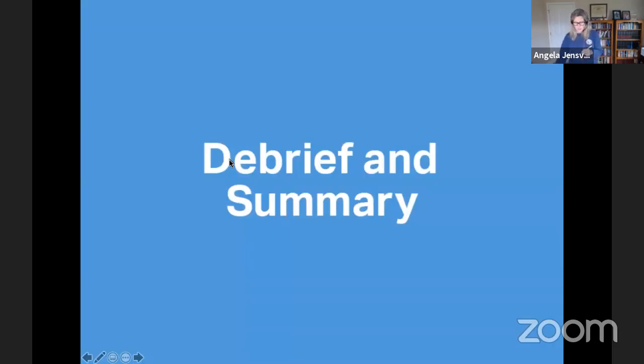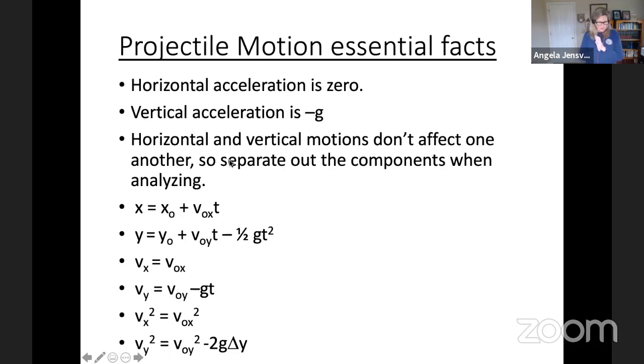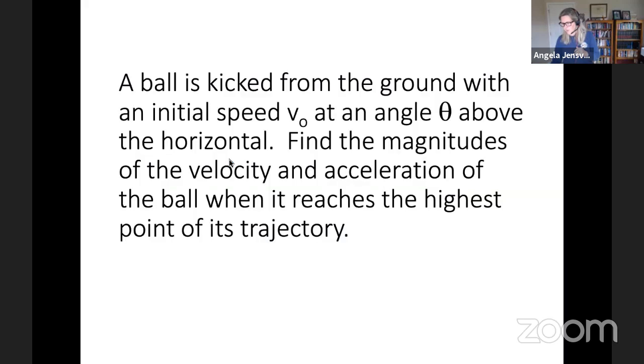Okay, so just to summarize, for projectile motion, horizontal acceleration is 0, vertical acceleration is negative g. The horizontal and vertical motions don't affect one another, so you separate it out, analyze the x separately, analyze the y separately, and put the information together to get a complete picture of the motion of the object. I have our simplified equations that we derived together. And I'm going to leave you with this homework. This homework is due on Monday.